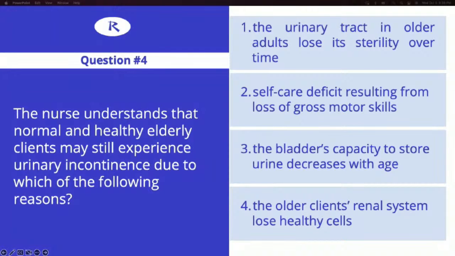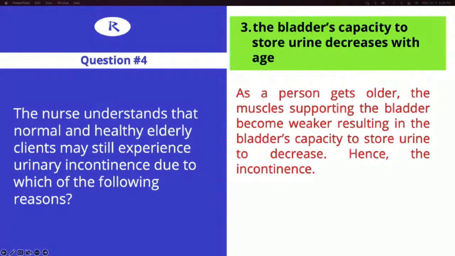Why did I say it like that? Cells, not sales. Cells. Correct answer on the screen. You guys got it very quickly, this one. It is number 3. As a person gets older, the muscles supporting the bladder become weaker, resulting in the bladder's capacity to store urine to decrease. All right. Hence the incontinence. So the bladder cannot store urine because it is weaker in the same way. So it releases the urine that it usually would hold.